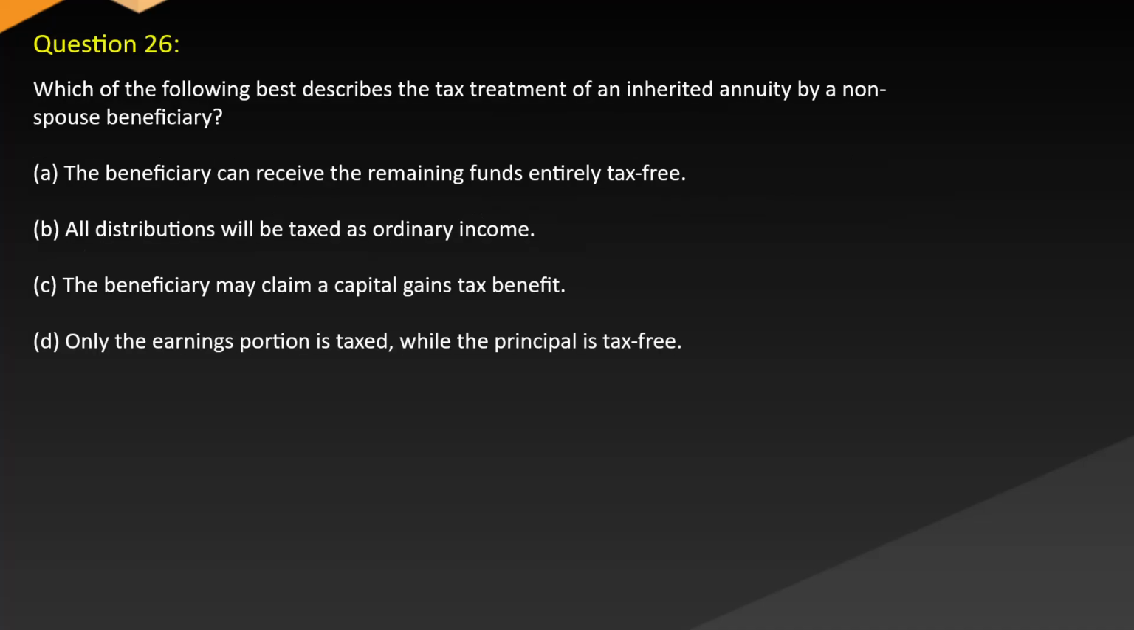Question 26. Which of the following best describes the tax treatment of an inherited annuity by a non-spouse beneficiary? A. The beneficiary can receive the remaining funds entirely tax-free. B. All distributions will be taxed as ordinary income. C. The beneficiary may claim a capital gains tax benefit. D. Only the earnings portion is taxed while the principal is tax-free.